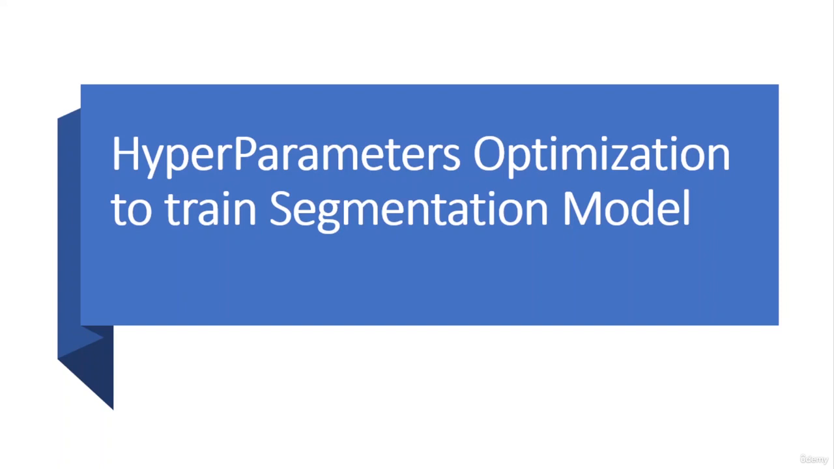In this lecture, you will cover how to optimize the parameters to train a segmentation model. Now, let's see what is the model optimization. So, the principal goal of machine learning is to create a model that performs well and gives accurate predictions in a particular set of cases. So, in order to achieve that, we need machine learning optimization.